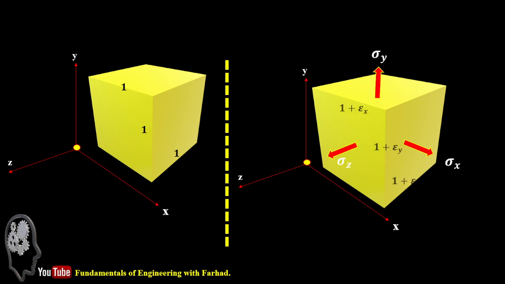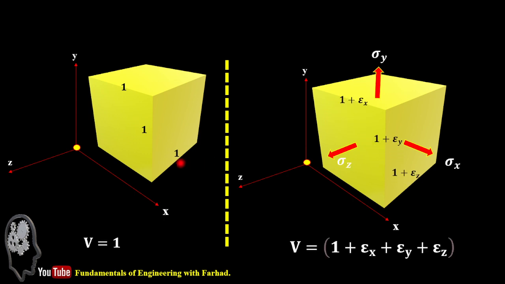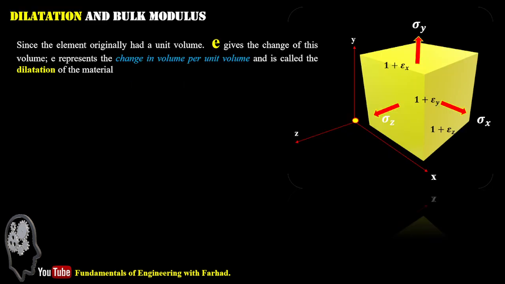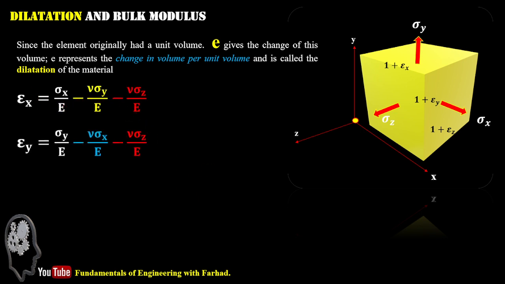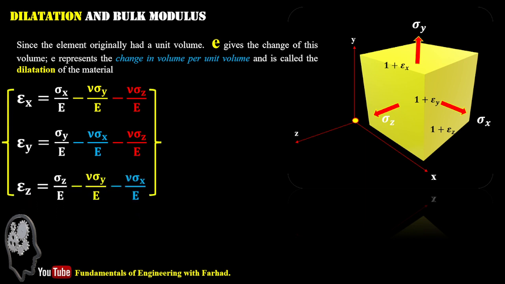And if you want to find the change of volume after stresses compared with the initial volume, and we call that delta in volume a parameter like e, that's 1 plus epsilon x plus epsilon y plus epsilon z minus 1, and we call that the dilatation of a material. That's the concept of change in volume per unit volume. We call that dilatation. So if you remember the generalized Hooke's law in terms of epsilon x, epsilon y, and epsilon z, and e, we already see e is epsilon x plus epsilon y plus epsilon z.